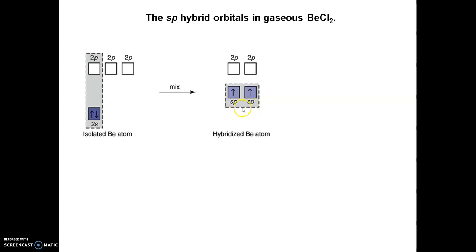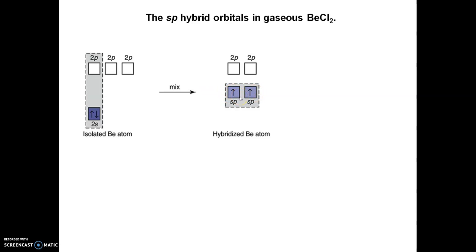There's only one s, there's only one p. And then notice the leftover p's still exist, and in this example, again, we're not going to use them. So they're making beryllium chloride. Beryllium is 2s2, nothing in the p orbitals. When it hybridizes, those 2 electrons get spread out.